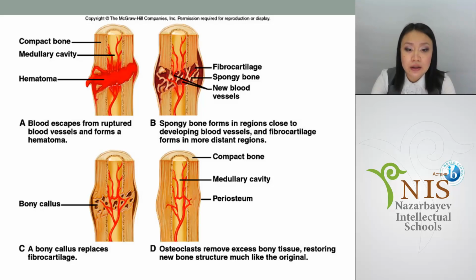And here is one example of bone break. Blood escapes from ruptured blood vessels and forms a hematoma. Yeah, you see here hematoma. And then in B, spongy bone forms in the region close to developing blood vessels, and fibrocartilage forms in more distant regions. You see it in the middle of this picture.